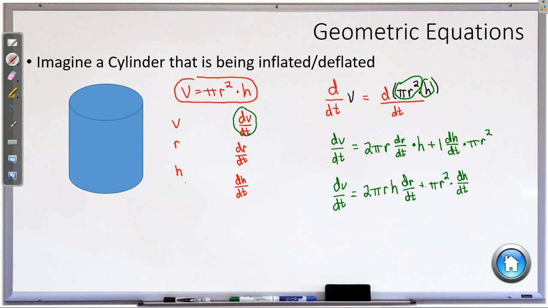And so now we have an equation that relates all the rates, hence the name related rates. All right, all of these rates of change are related to each other, and this is the equation that shows how they are related.